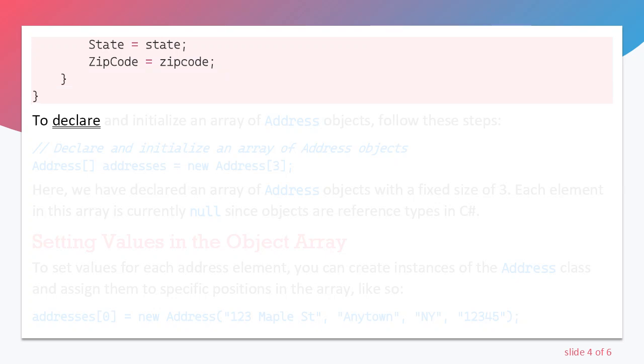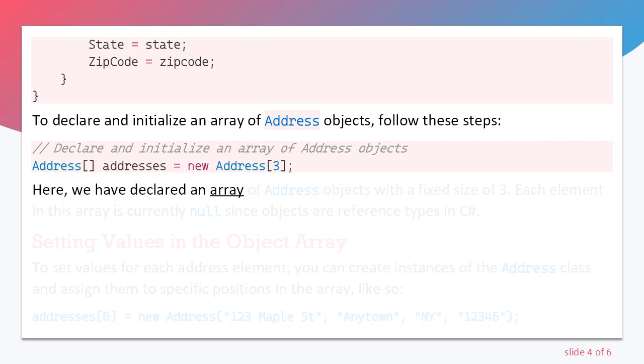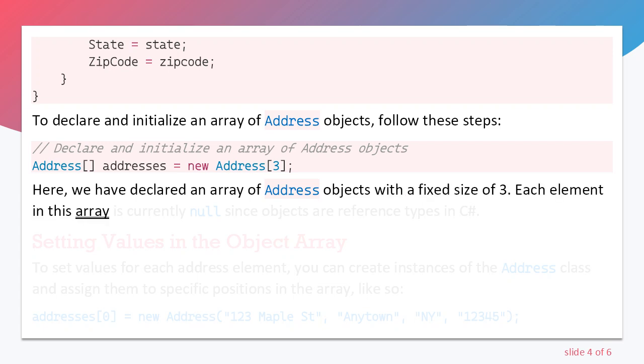To declare and initialize an array of address objects, follow these steps. Here, we have declared an array of address objects with a fixed size of 3. Each element in this array is currently null since objects are reference types in C#.